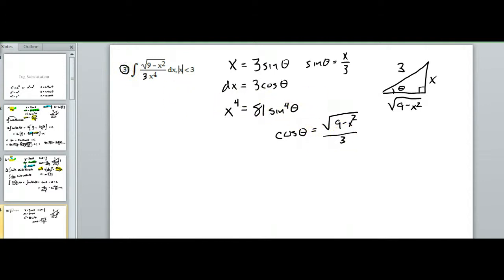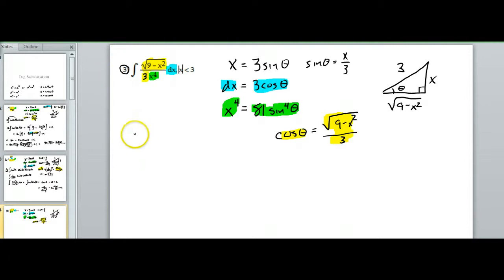Alright, so now I've got something that looks like this. Look, there is the cosine theta. So there's the 3. There's the square root of 9 minus x squared. Alright, the x to the fourth is 81 sine to the fourth. Alright, and then dx is 3 cosine theta.